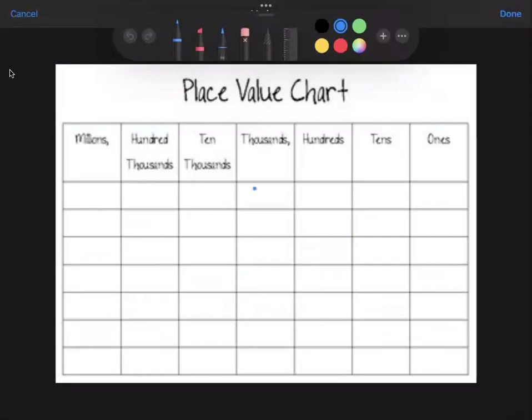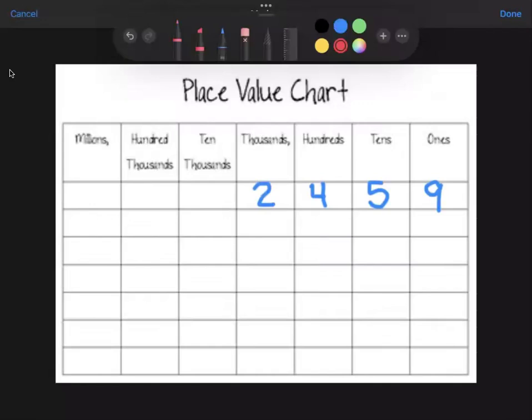So here's an example. Let's say we have the number 2,459, and we're being asked to write this in expanded form. Well, expanded form, like I said, is an adding expression. So it's a number that adds to another number that adds to another number. But what we're writing is the values of the digits added together.